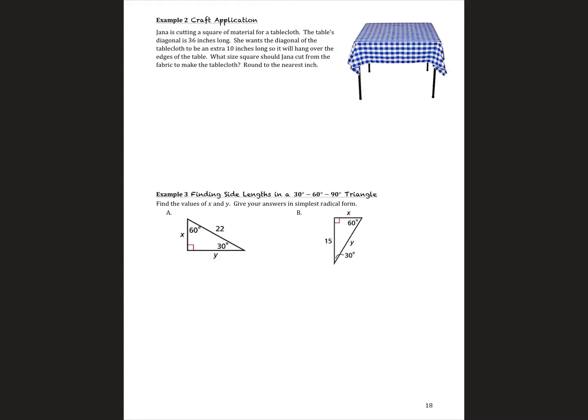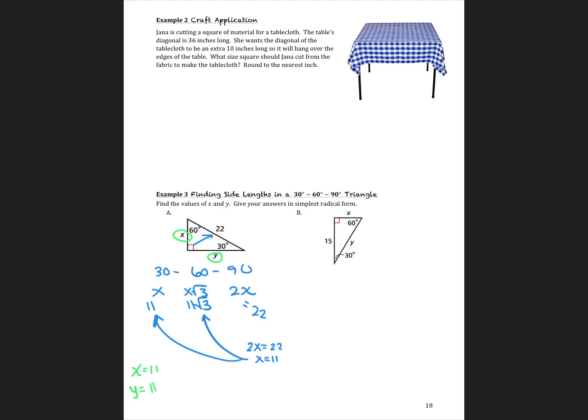Example 3 on page 18. It's a 30, 60, 90. And that is x, x radical 3, 2x. So we were given the side across from the right angle. So I'm going to put that that equals 22. And I solve that equation. X is 11. And then we plug in to the other two things. So 11 and 11 radical 3. So in the actual answer, based on what they wrote as x and y, x is the one across from 30 in this case, so x is 11. And then y is the one across from 60, so y is 11 radical 3.